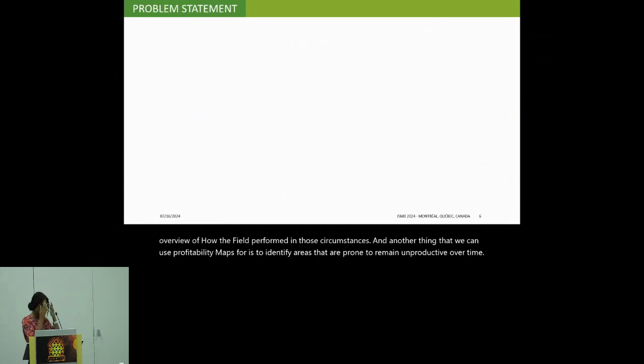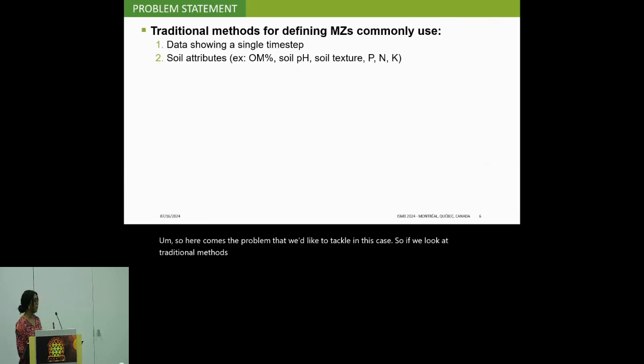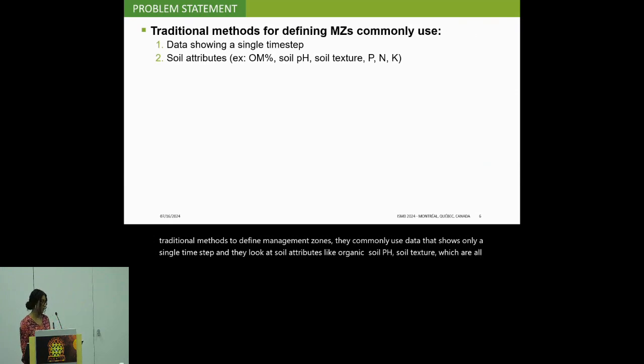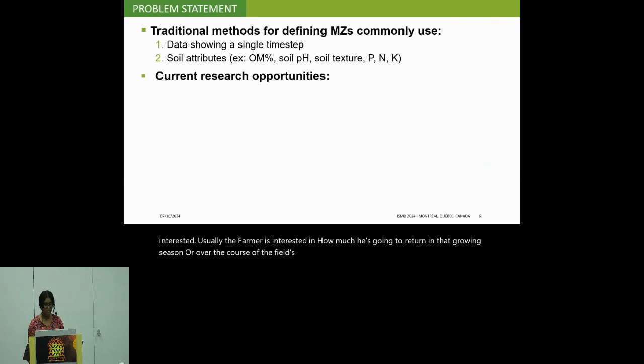So here comes the problem that we'd like to tackle in this case. If we look at traditional methods to define management zones, they commonly use data that shows only a single time step. And they look at soil attributes like organic matter, soil pH, soil texture, which are all important attributes, but sometimes these attributes are not what the farmer is really interested in. Usually the farmer is interested in how much he's going to return in that growing season or over the course of the field's lifetime. And this presents multiple research opportunities that we can then look at.